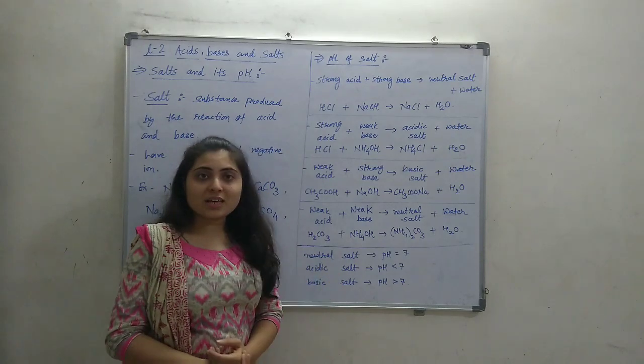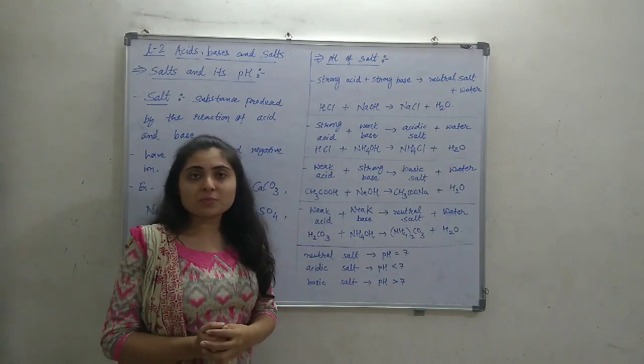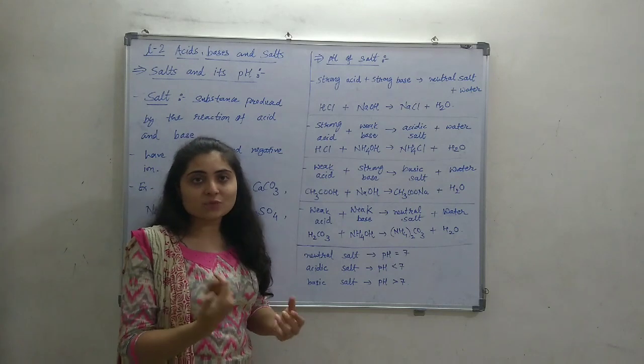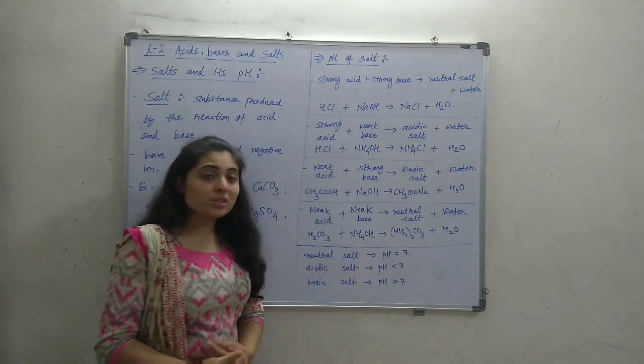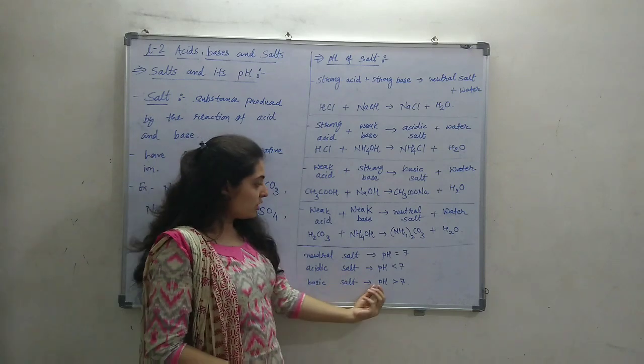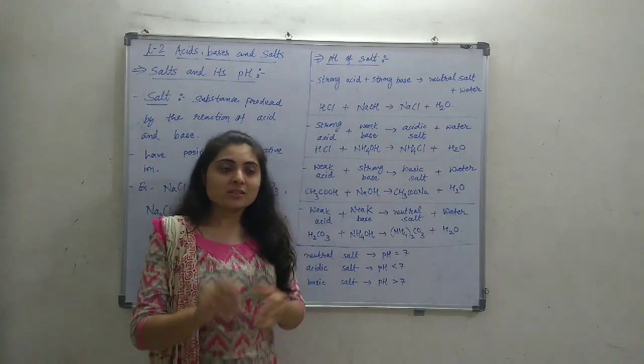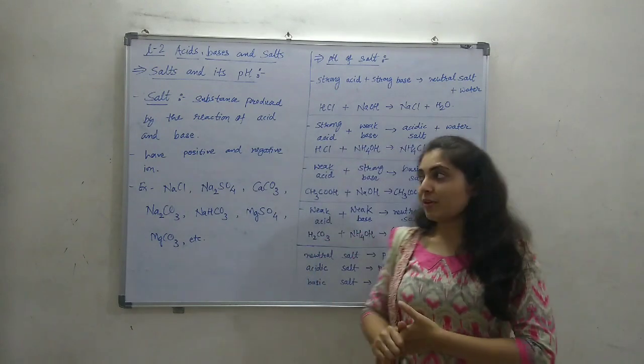If an acidic salt is there, for acidic, what is the pH? 0 to 7 is for acidic nature. So the pH will be less than 7. And if the salt is basic, for a basic salt, the pH is greater than 7. The value of pH will be greater than 7.